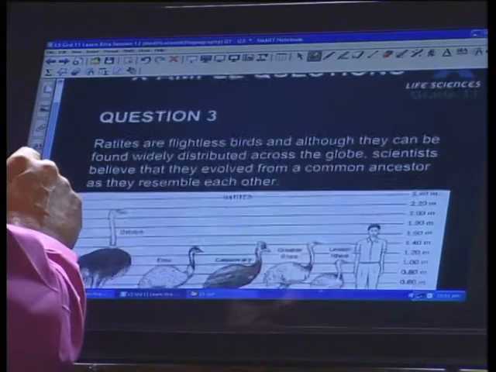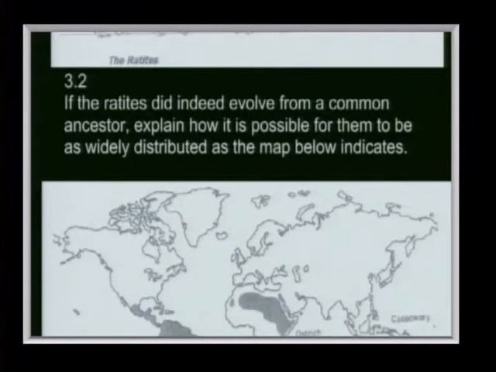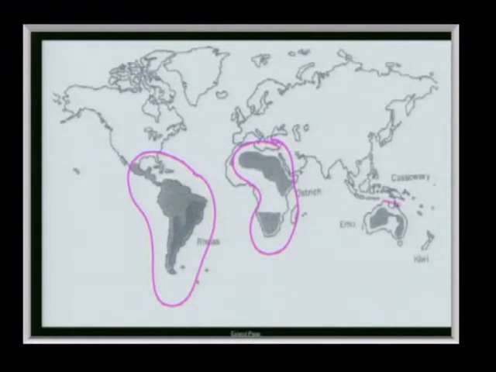Basically the same introductory paragraph, the same diagram, and it asks, if the ratites indeed evolved from a common ancestor, explain how it is possible for them to be so widely distributed as indicated in the map below. So there we go. Look carefully. There you have your rheas in South America. You have the ostrich in Africa. You have the emu in Australia. The cassowary in Indonesia. And then your kiwi in New Zealand.